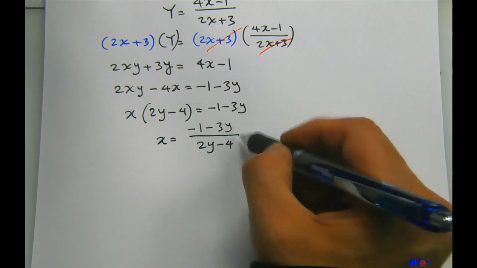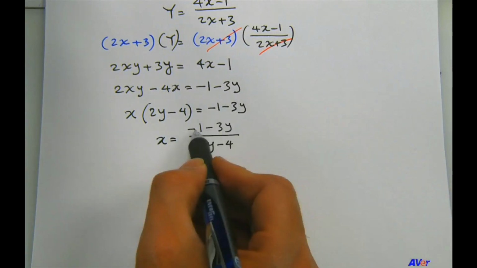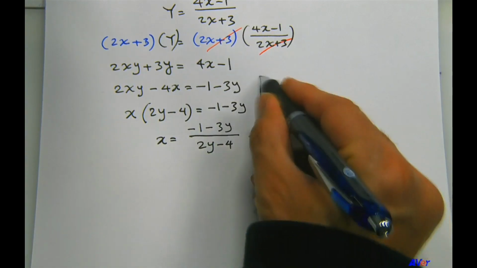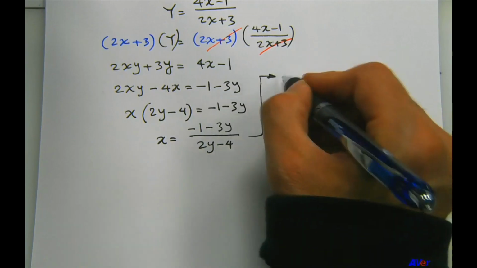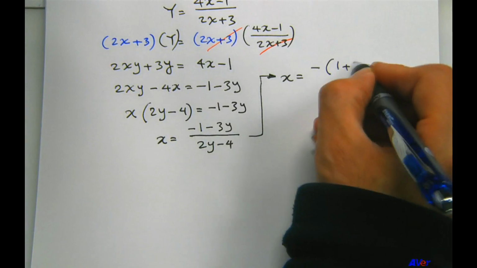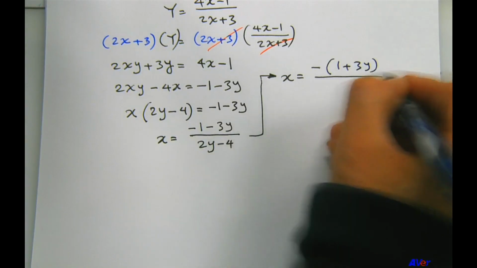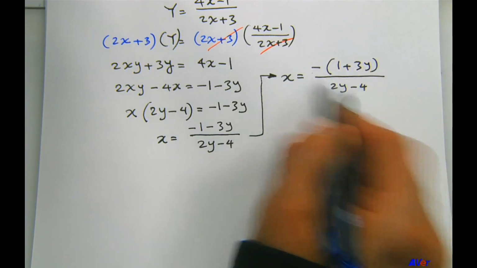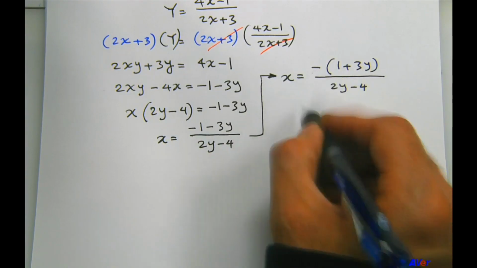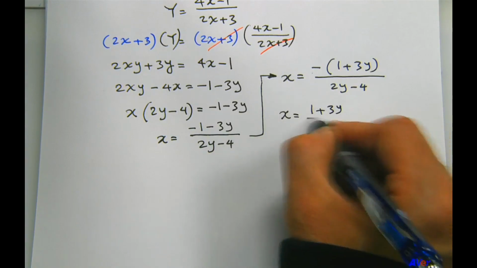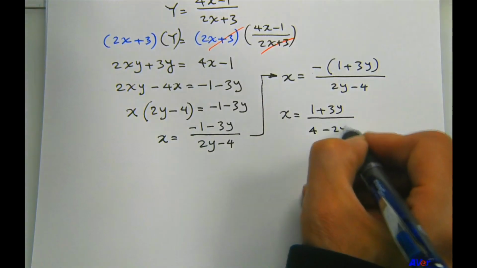And of course, we can factor out the negative from the numerator and multiply the denominator by it. And let me do that here. So we have x equals (minus 1 plus 3y) divided by (2y minus 4). Now let me multiply the denominator by that minus. So we have x equals (1 plus 3y) divided by (4 minus 2y).